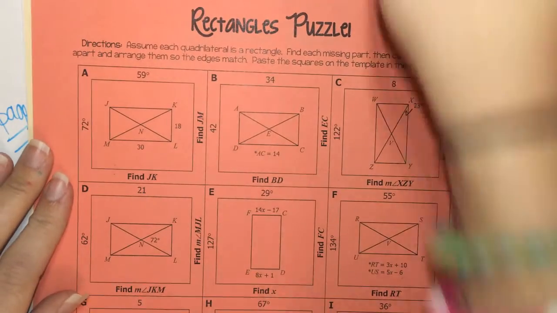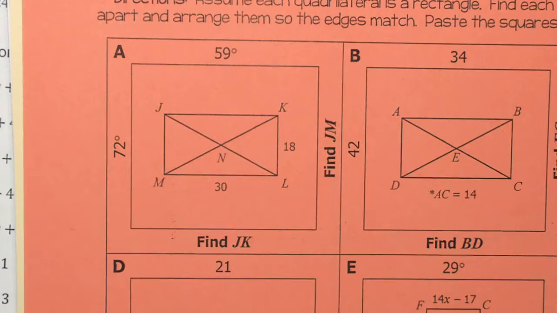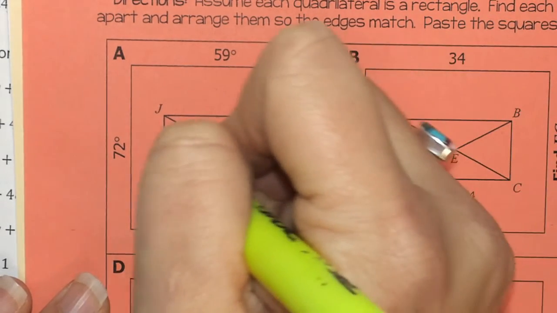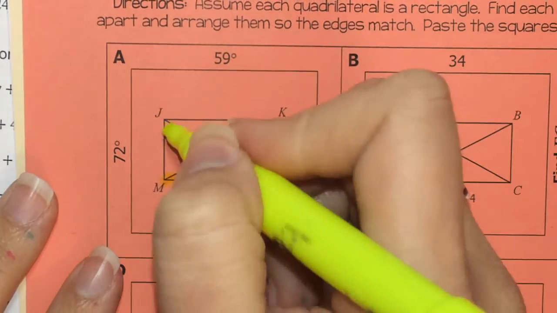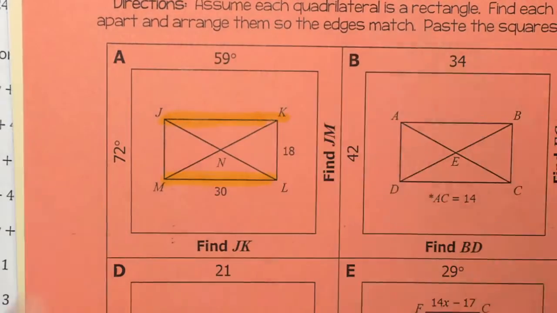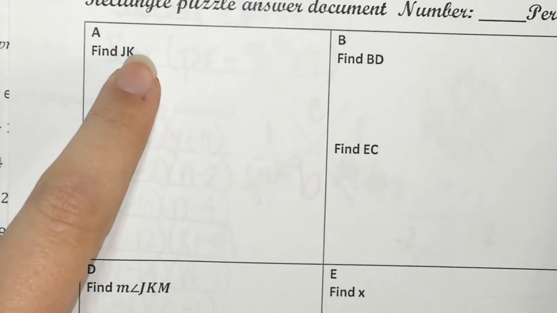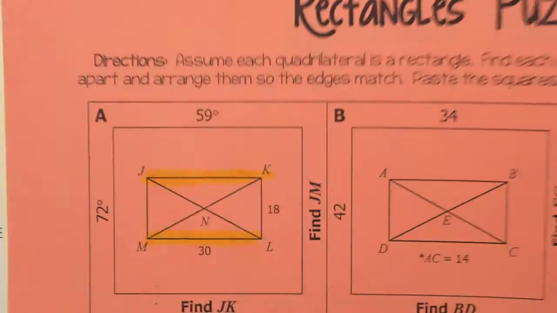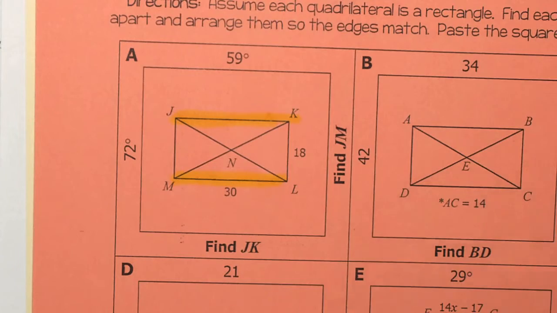Now, I know you can't really see this bright orange very well. But on A, they tell us that LM is 30. What segment is congruent to LM? So on your white piece of paper, what should you have written by JK? 30. Did everybody do that? Okay. Now, what else do they give us? What other information do they give us?